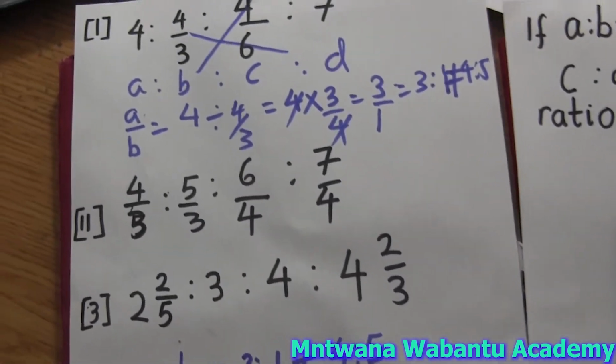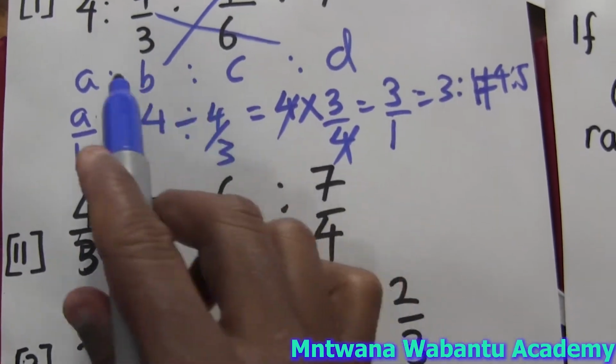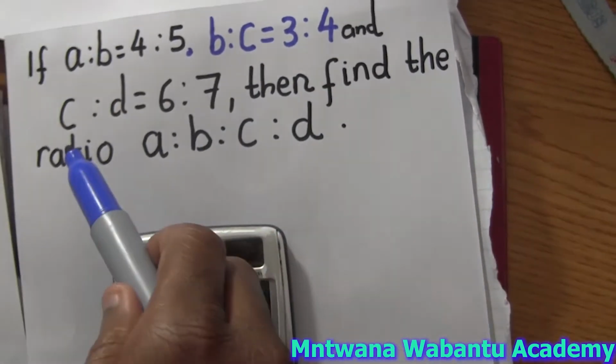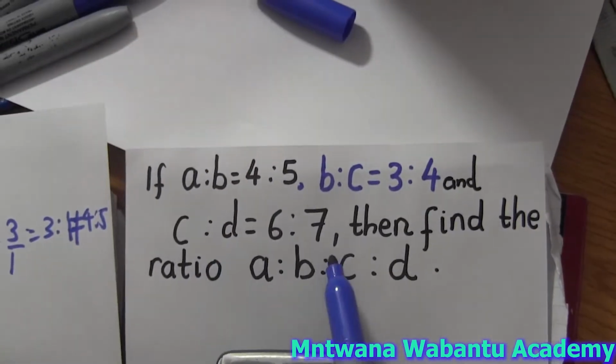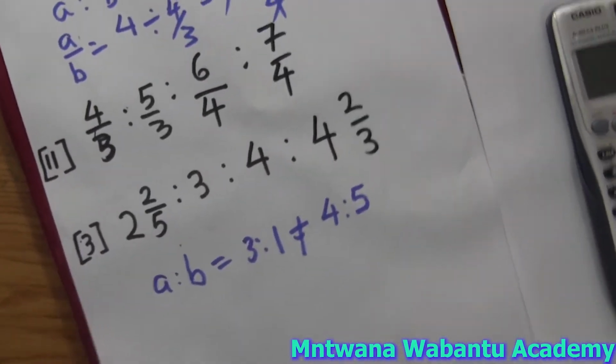Now I'll go for the second one. Let's assume even if this one works, they all must work. That means if you get BC, it must be 3 over 4, and if you get CD, it must be 6 over 7. So the first one is already denied. It's rejected. That's not true.